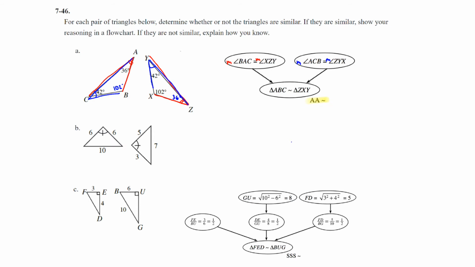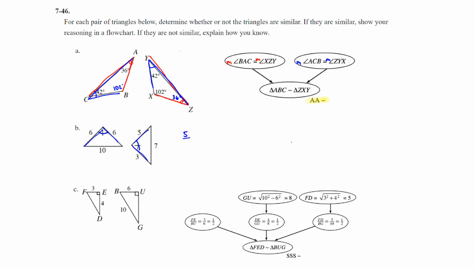All right, on part B, we have two triangles, 6, 6, and 10, and then 3, 5, and 7. We also have an angle that is congruent. So if we look at B, since we have all three sides, we can use the side similarity and see if the ratios are the same. You can maybe tell pretty quickly, since we have a 6 and a 6 here, and this one's a 3 and a 5, those ratios are not going to be the same.